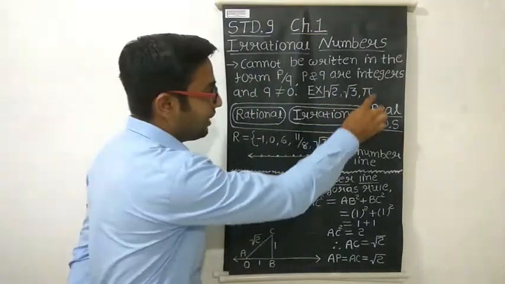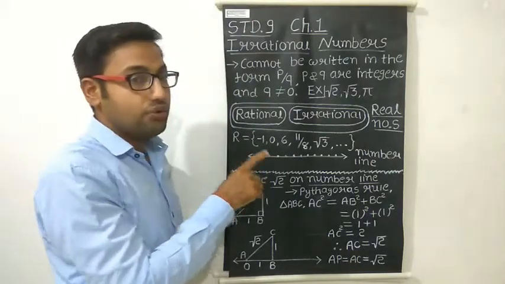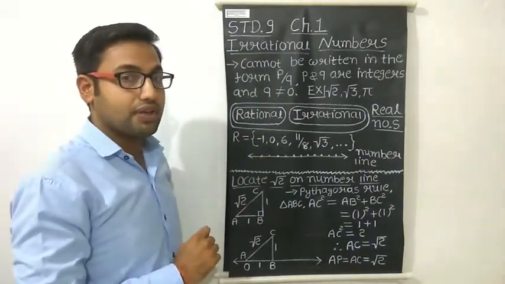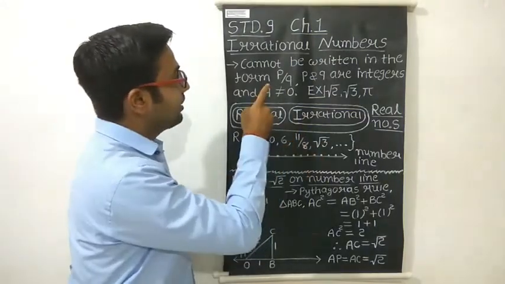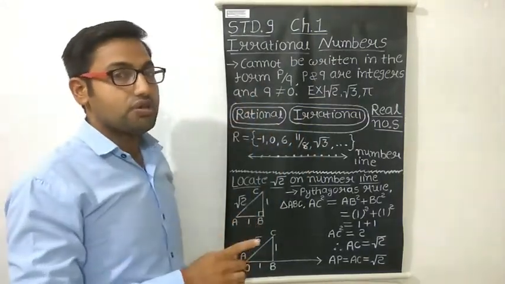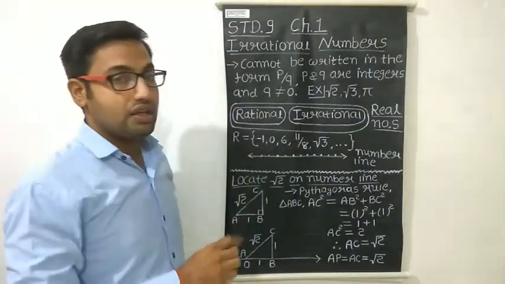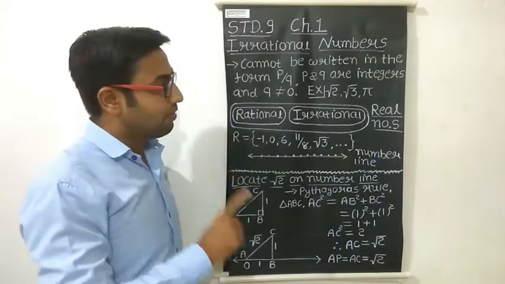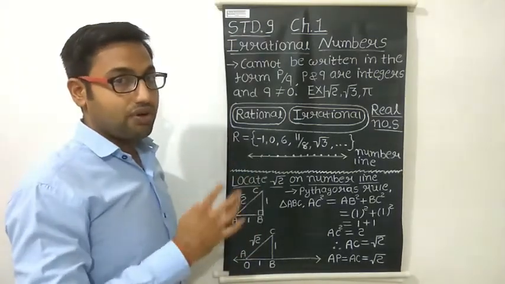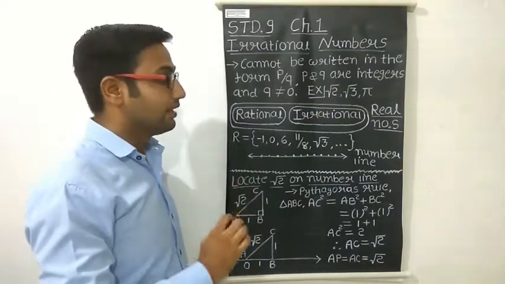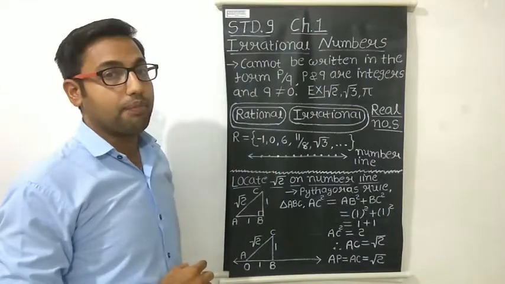Now you may think why pi is an irrational number. We are taking the pi value as 22 upon 7. Then it is in the form of P by Q. Then why is pi the irrational number? It is because we are not taking the actual value of pi. We are taking the approximate value of pi, and that is 22 upon 7, for our calculation to make it easy, right? But actually pi is an irrational number.